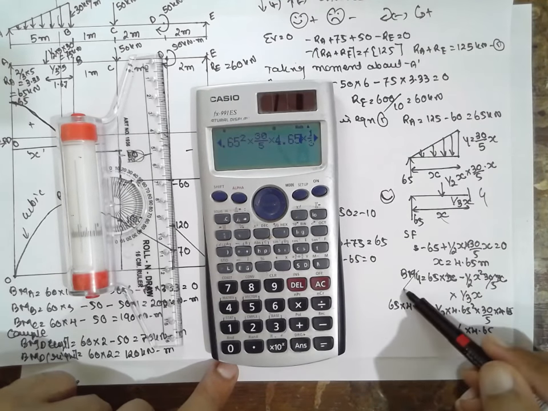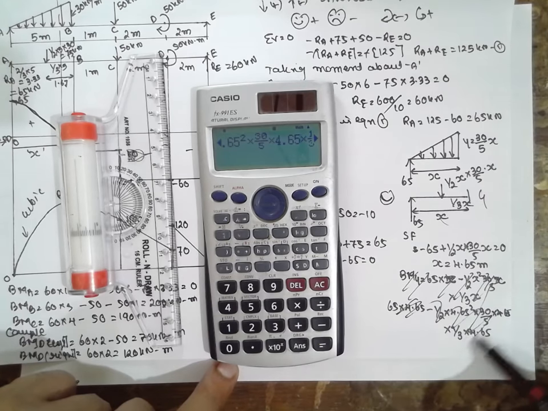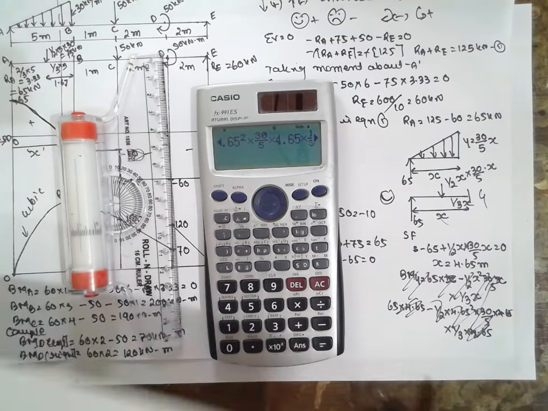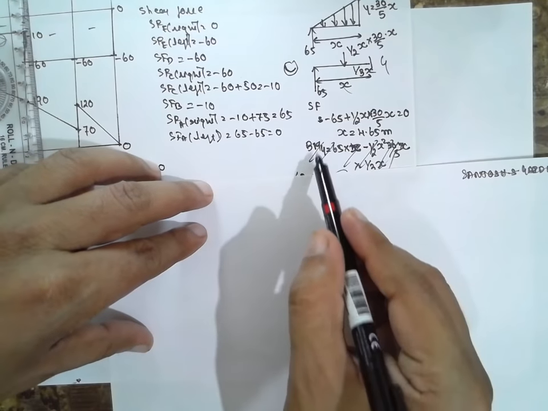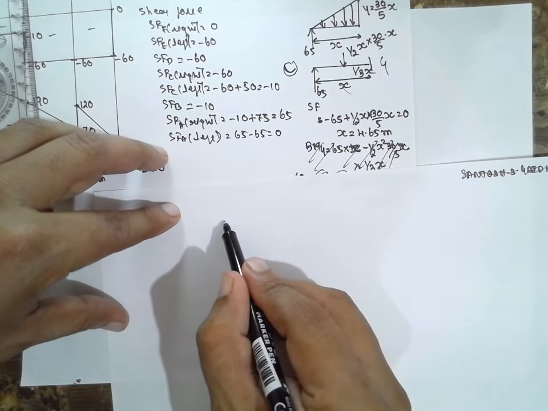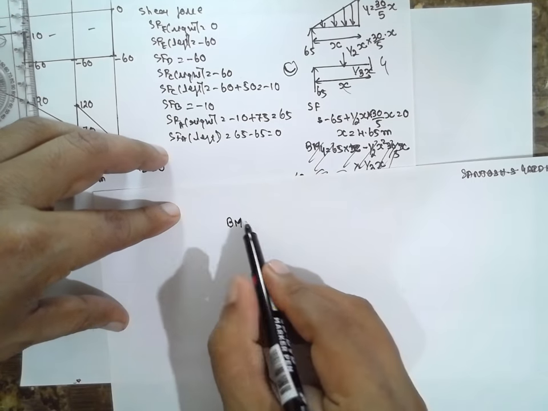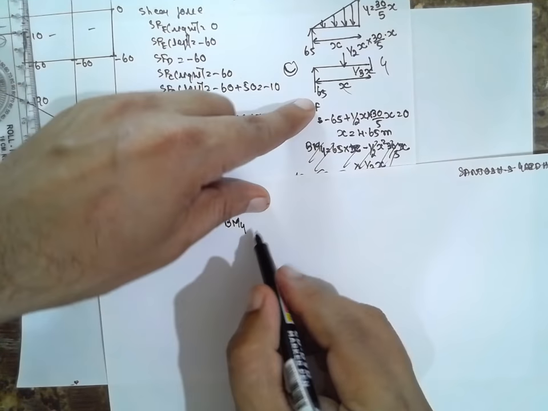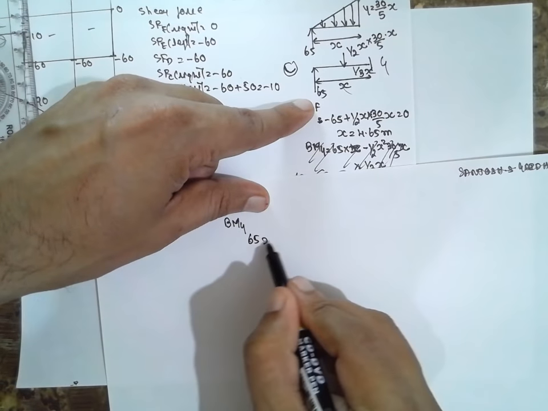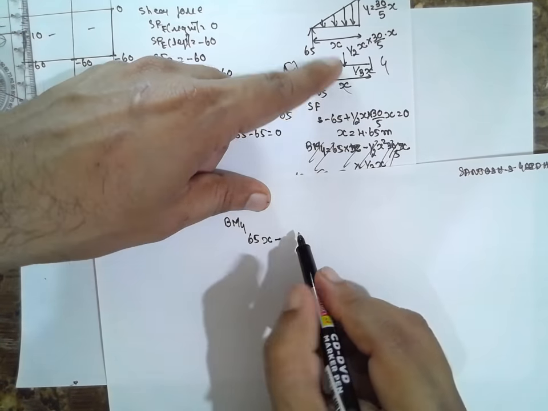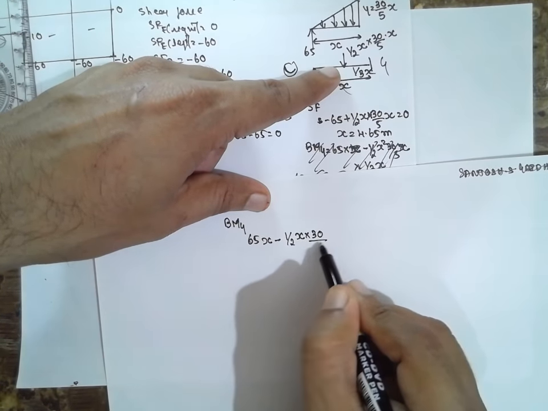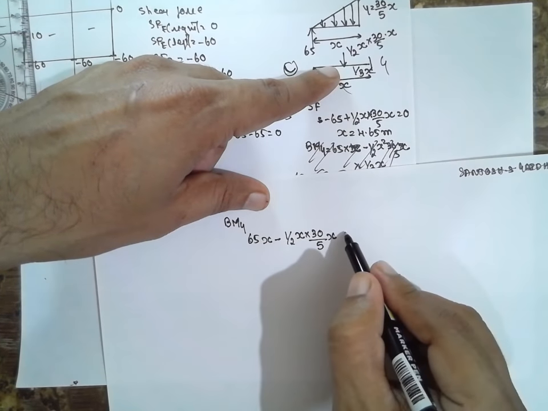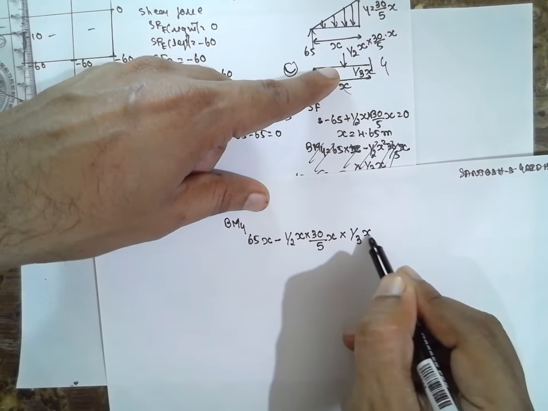I'm getting confused. I will rewrite this part again in a separate paper. Now I will go for bending moment. I will solve the bending moment here again. Bending moment at G: 65 into distance x minus 1/2 x into 30 divided by 5 x into 1/3 x is equal to 0.